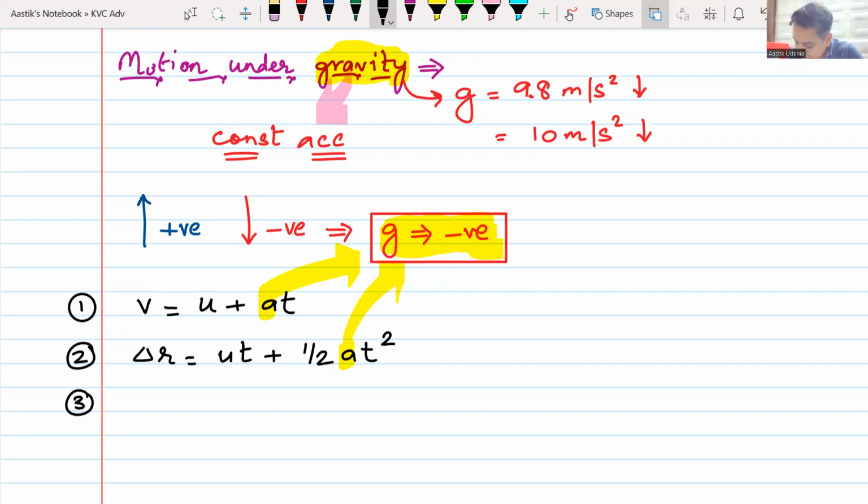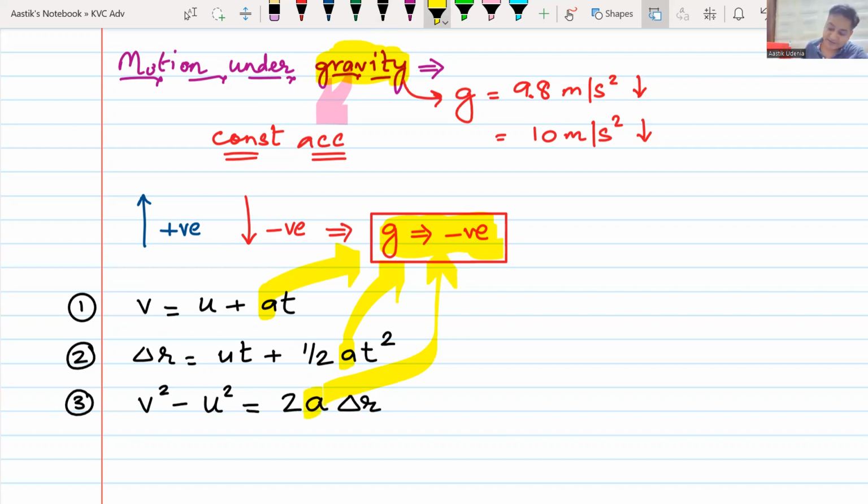V square minus U square by 2s. Okay, I can write it like this: V square minus U square is equal to 2 times A into delta R. My A simply becomes negative G. Yes, we are doing a revision of all the formulae. Formula number 4. What is formula number 4? And this formula is going to help you a lot in this case, particularly this case.